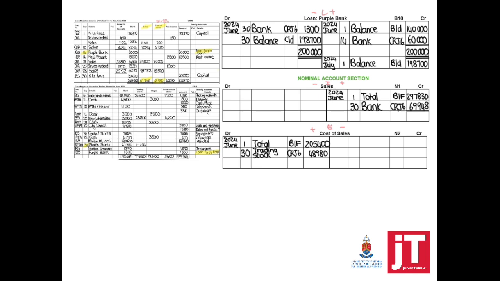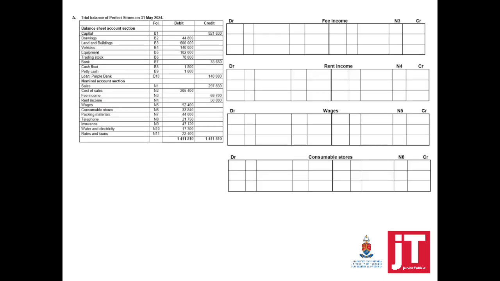Sales, we can just total, and the same as with cost of sales. Fee income is an income, total brought forward on the debit side. The same with rent income, on the credit side, not the debit side.